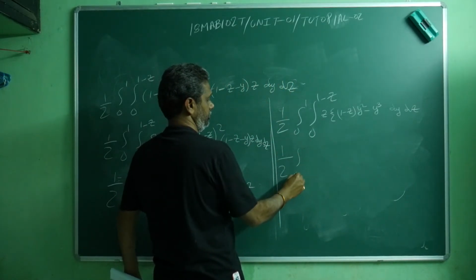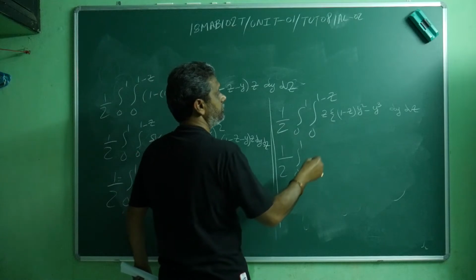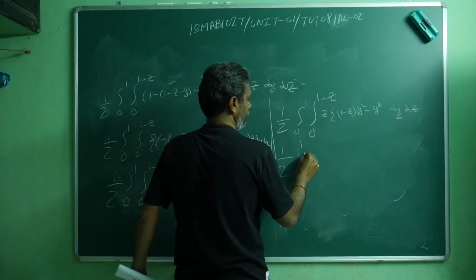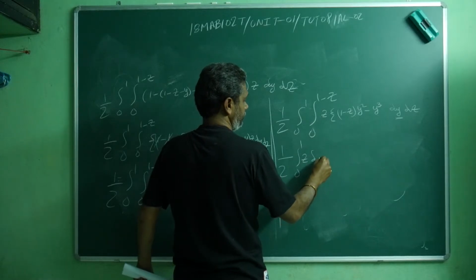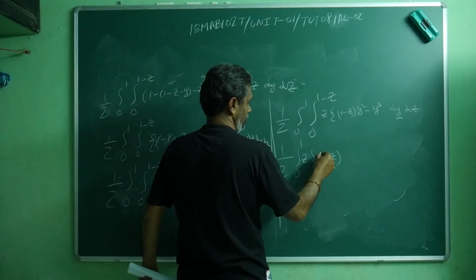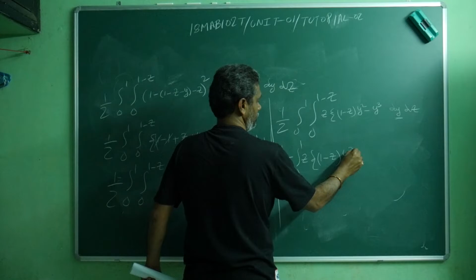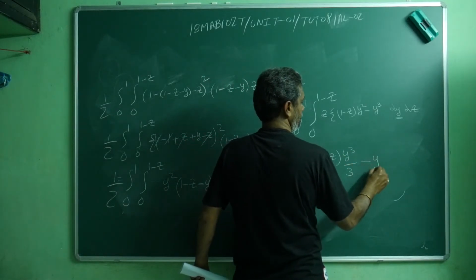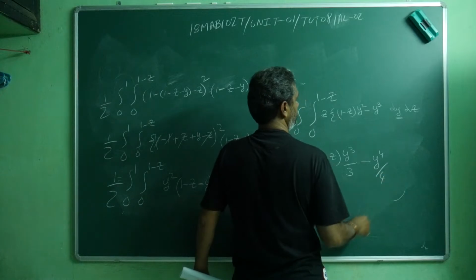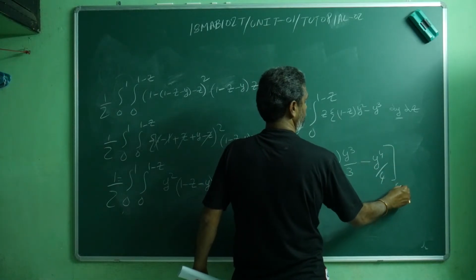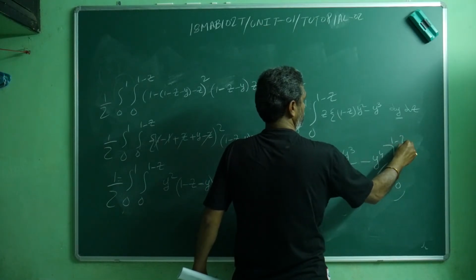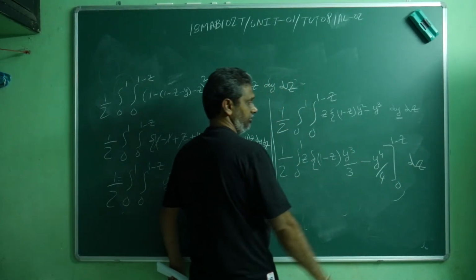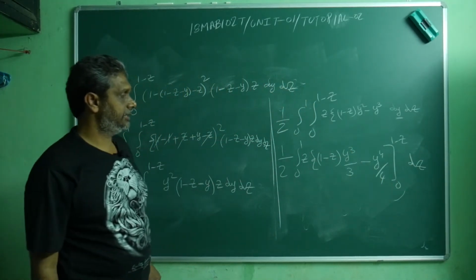1 by 2, 0 to 1. With respect to y, this is in terms of z, means you can do with respect to y. Z you can keep outside. 1 minus z, y cube by 3 minus y power 4 by 4, 0 to 1 minus z. Anyway, lower limit vanishes, upper limit only stands.